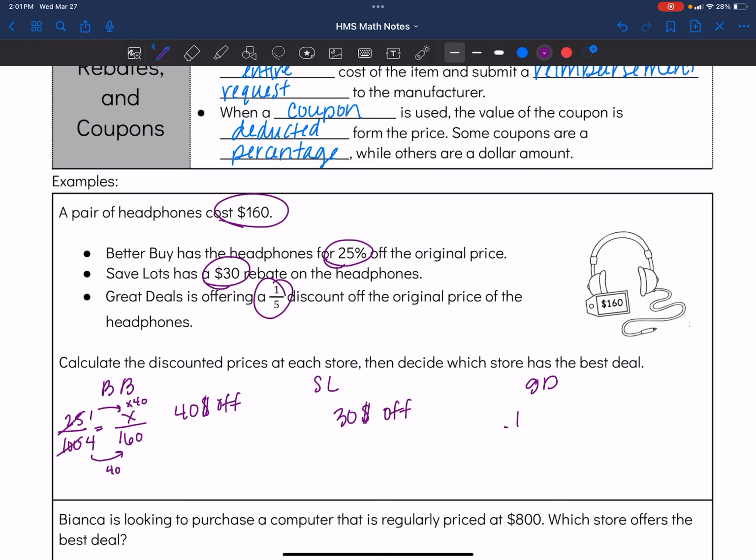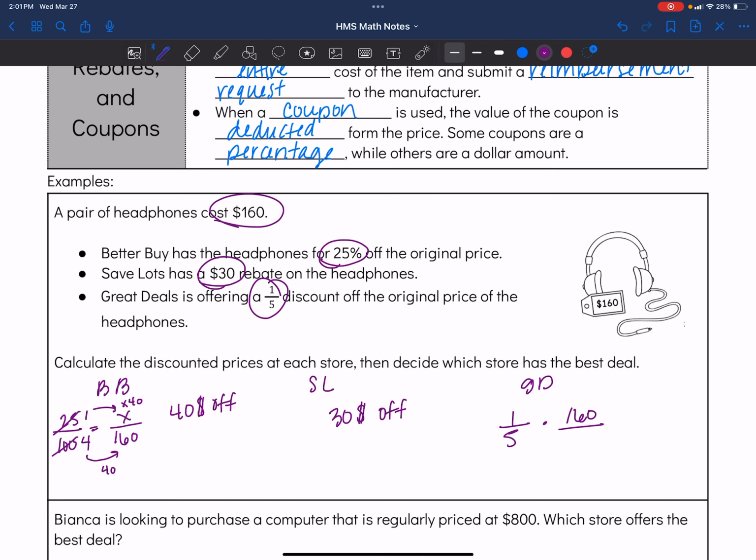1/5. We need to figure out what is 1/5 of 160, which means I am dividing. 160 divided by 5. All right, 5 can go into 16 3 times, remainder 1. 5 can go into 10 2 times. So this is $32 off.